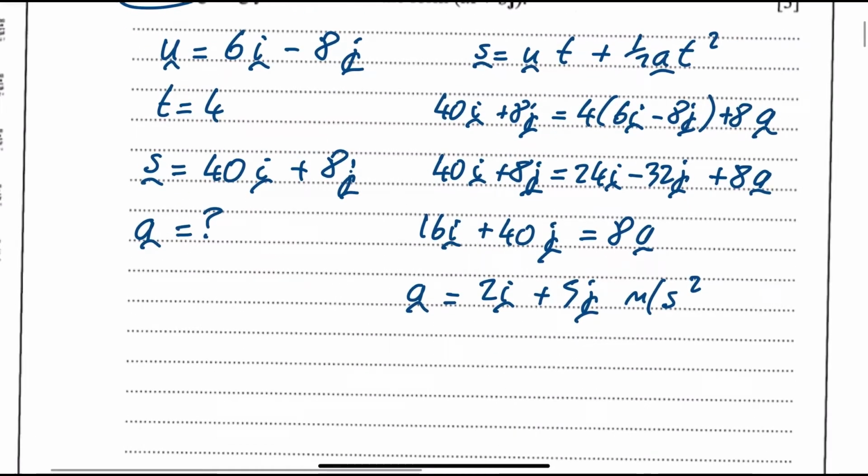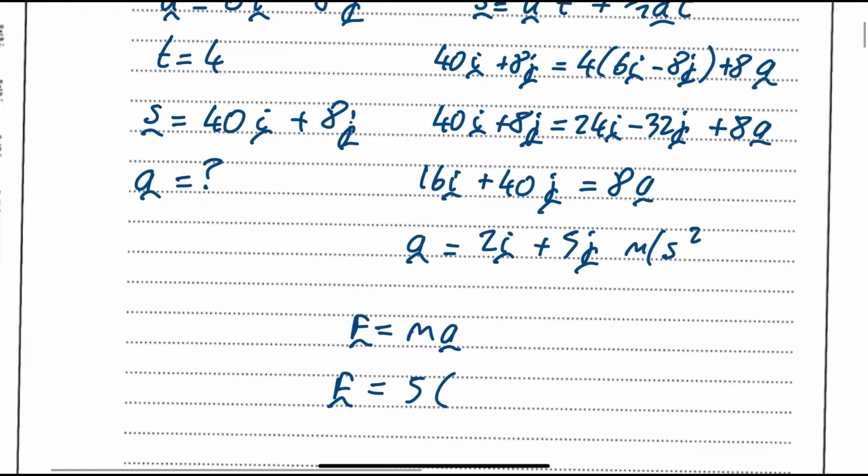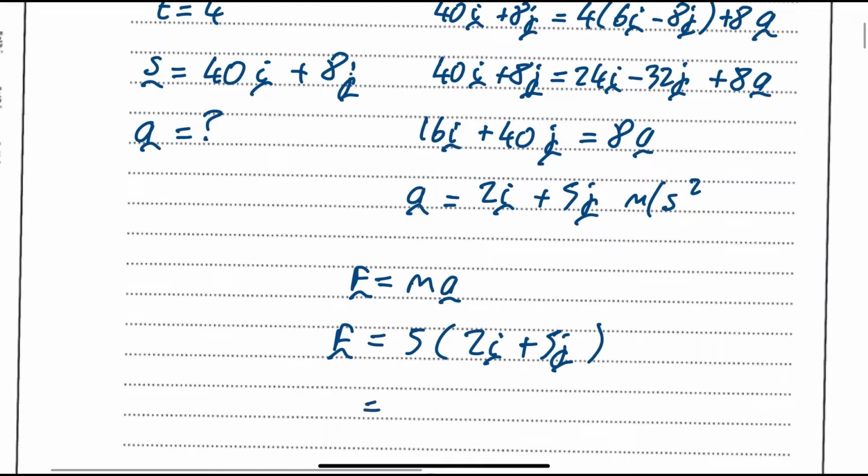Your force then, F is equal to ma, so in this case, your F is just equal to 5, which was your mass I told you in the question, times 2i plus 5j. Just do that out, and they wanted it in this form, so 10i plus 25j, and that's going to be newtons.